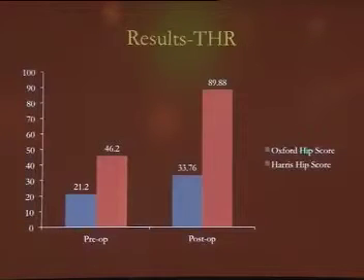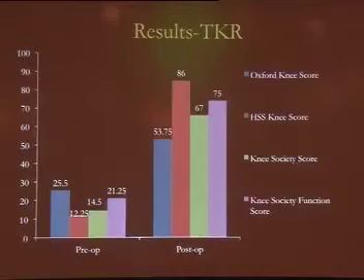These are the results of total hip replacement using the Oxford hip score and Harris hip score, comparing preoperative and postoperative values, with the scores being high. And these are the results of total knee replacement using the Oxford knee score, HSS score, Knee Society score, and Knee Society function score as well. There is considerable improvement in the scores postoperatively compared to preoperative status.